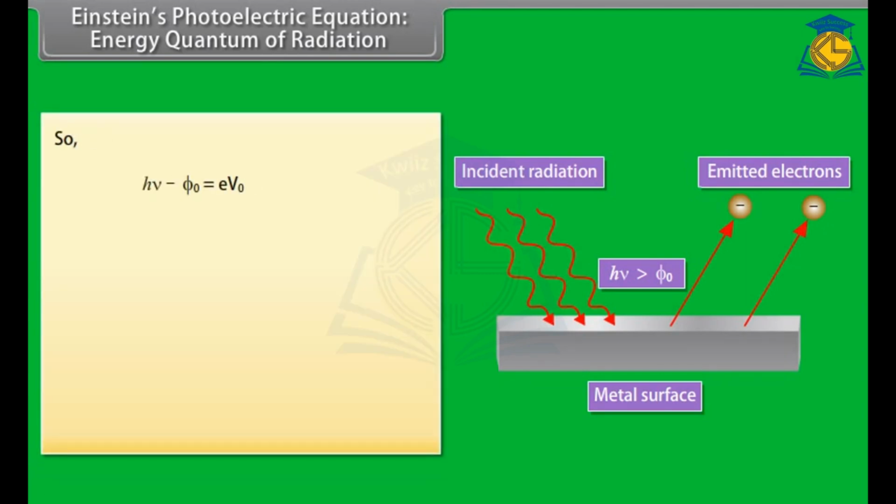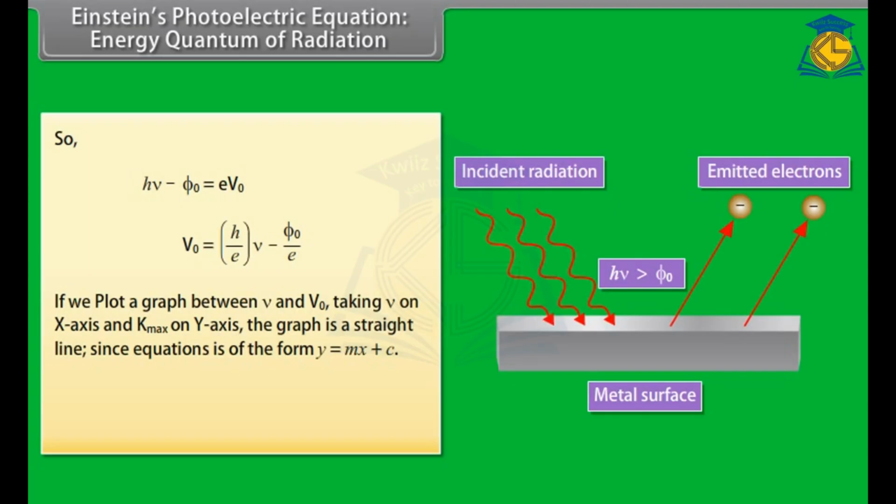So, h nu minus phi 0 is equal to eV0. V0 is equal to (h by e) nu minus (phi 0 by e). If we plot a graph between nu and V0, taking nu on x-axis and V0 on y-axis, the graph is a straight line, since the equation is of the form y equals mx plus c.